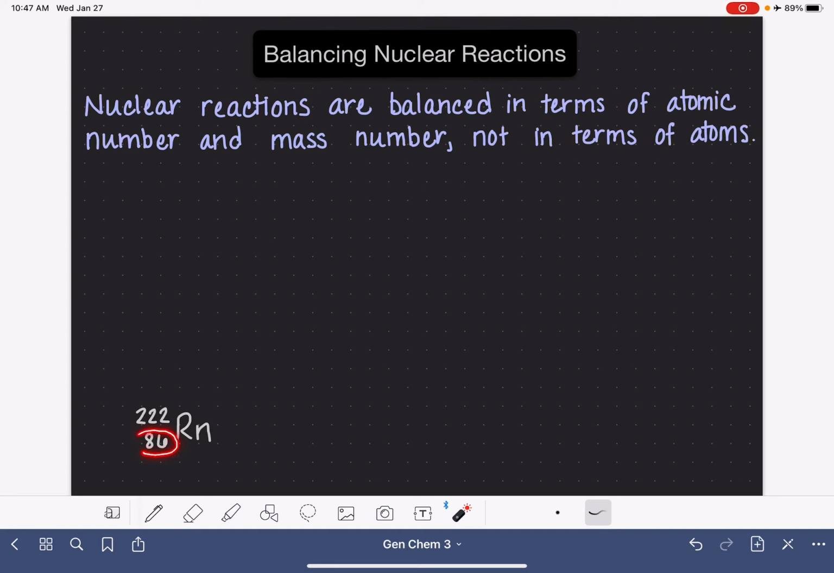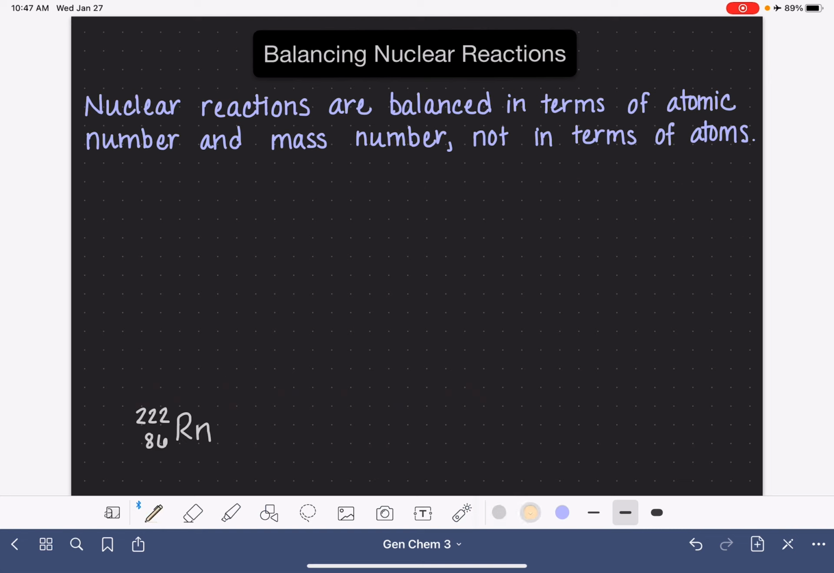Atomic number is always written in the bottom left-hand corner, and mass number is always written in the upper left-hand corner. When we balance nuclear reactions, the sum of all of the atomic numbers on the left-hand side of the equation will be equal to the sum of the atomic numbers on the right-hand side, and the same for the mass numbers. Their sum will be equal on the left and the right-hand side.